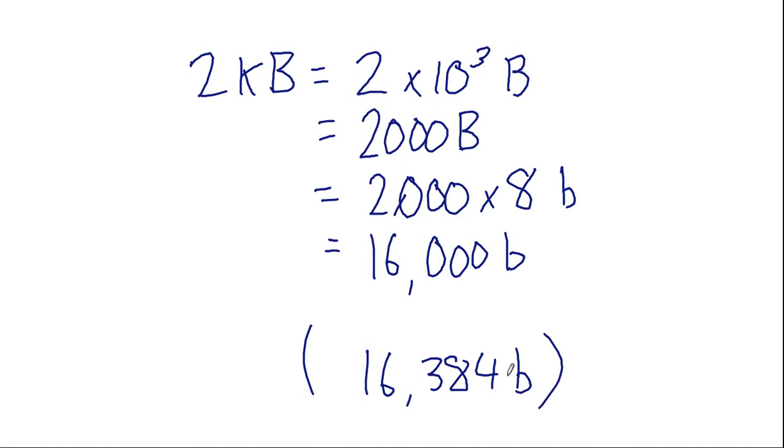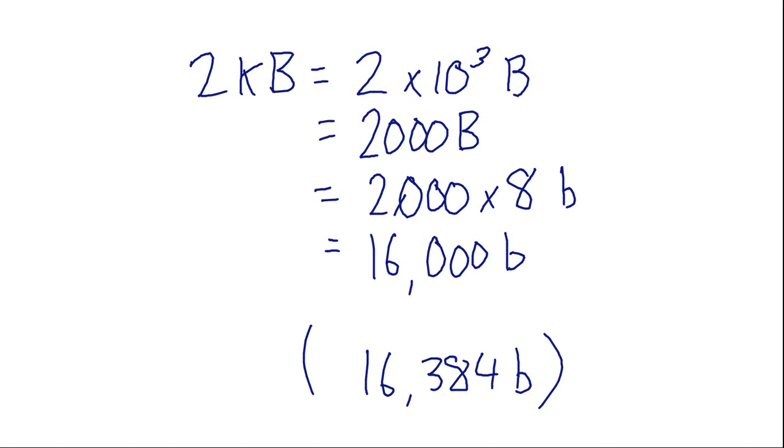So again, if we're approximating, the prefix of the decimal 10 to the power 3 or the binary 2 to the power of 10 makes very little difference. But if you want to be precise, make sure you know what prefix is being used. And for the courses I teach, we'll assume the decimal prefixes of 10 to the power of 3, 10 to the power of 6, and so on.